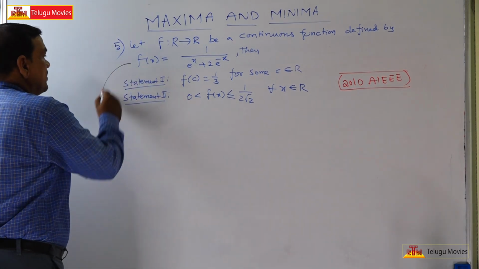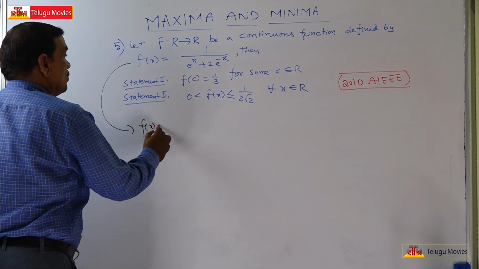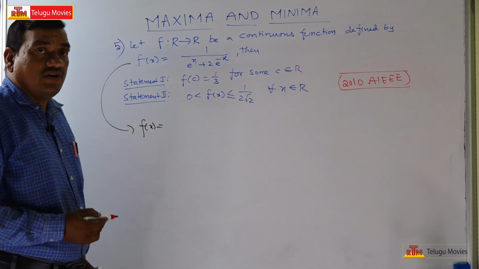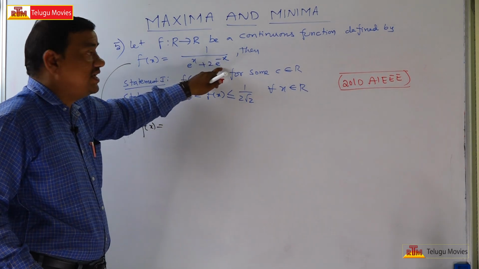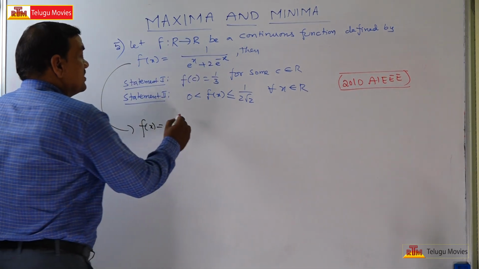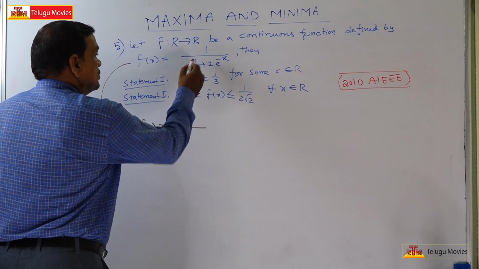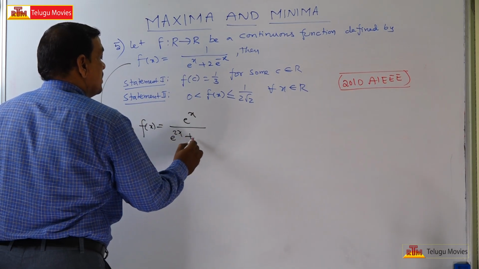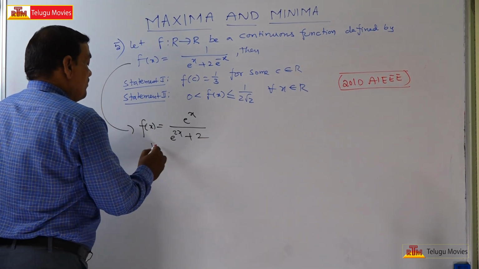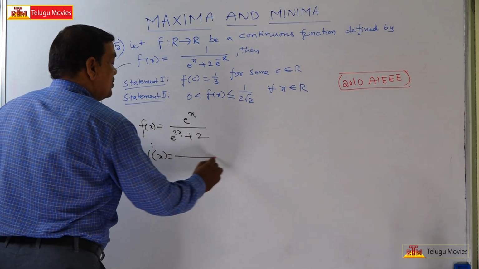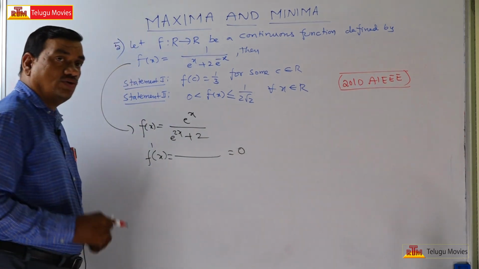So see, the given function is f of x is equal to, before finding the first derivative, let us simplify this. So e power minus x means 1 by e power x. Again e power x will be in the numerator. So this is e power 2x plus 2. Now find the first derivative, f dash of x, and you make it into 0.